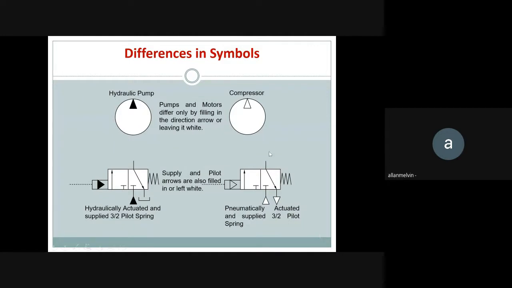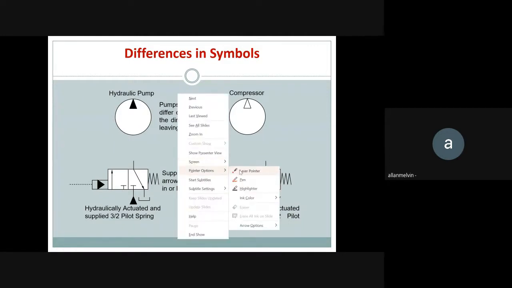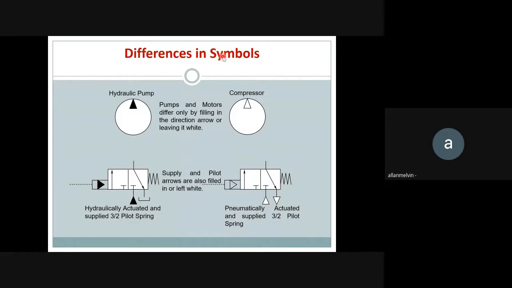Okay, the first one, differences in the symbol. So what are the big differences between both pneumatic and also hydraulic? The first difference is based on the symbol. You see, both circuits, pneumatic and also hydraulic, look almost similar, nampak macam lebih kurang macam sama. But there are certain things that you can use to identify whether it's pneumatic or hydraulic.